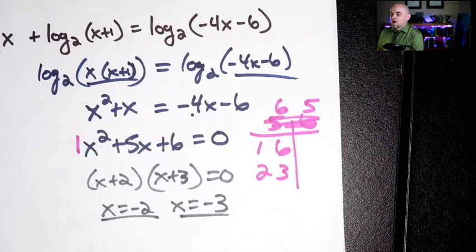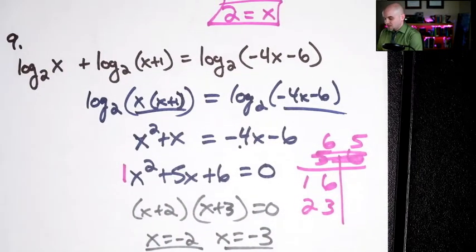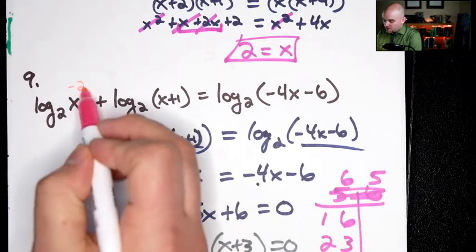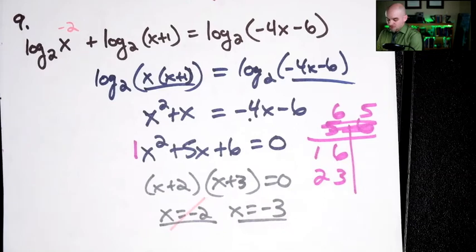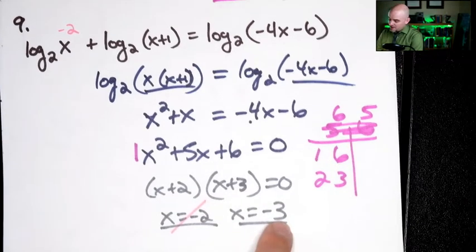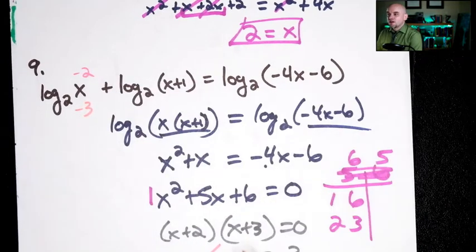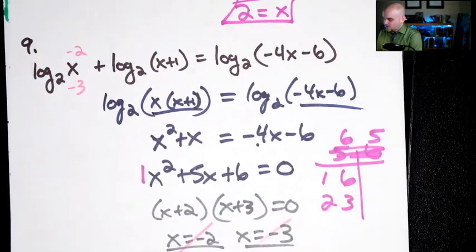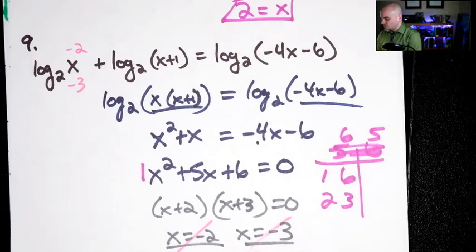Last thing I need to do before I call this done is go back and check to make sure I don't get any negative numbers up here, or 0. If I put negative 2 in up here, I get the log base 2 of negative 2. That already throws up a red flag. Negative 2 cannot be a solution. If I put in negative 3, right here it also gives me log base 2 of a negative number. I don't even have to check the rest. I get an issue right there with that first one. That throws out this one. And so since neither one worked, there's no solution.